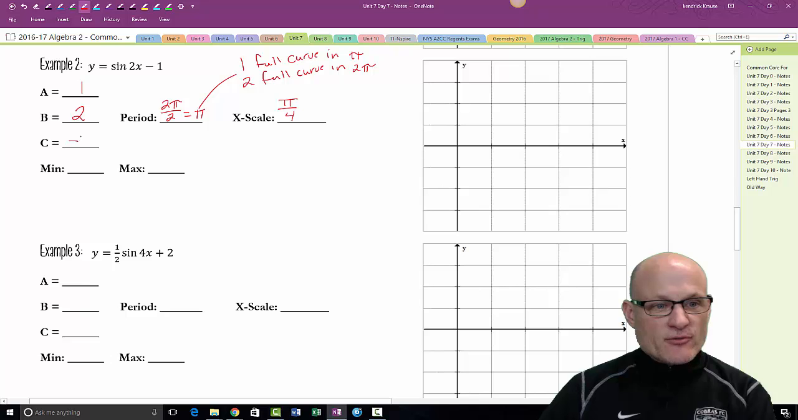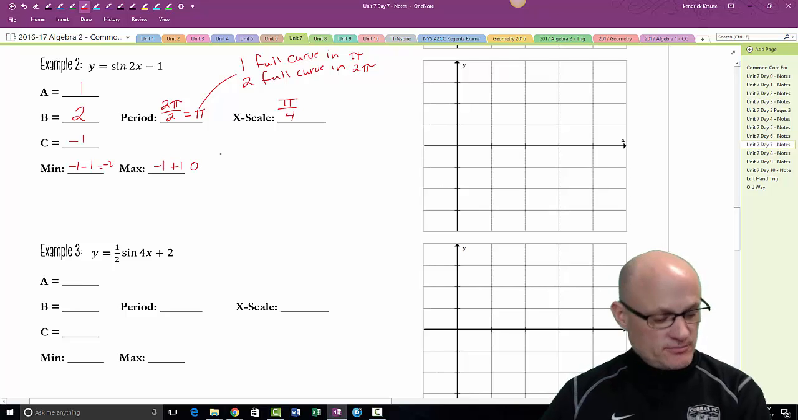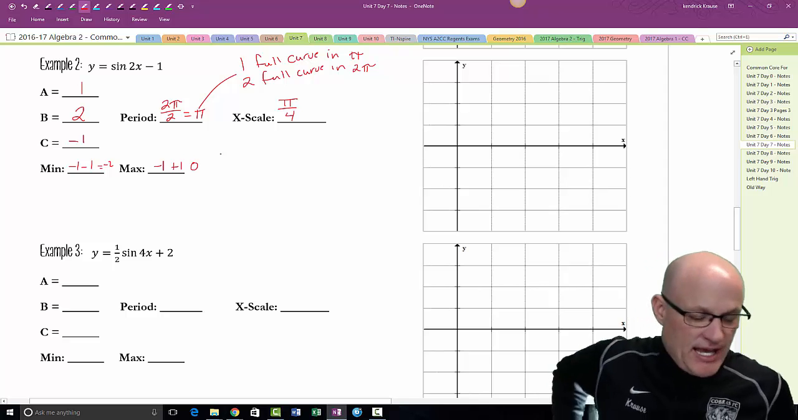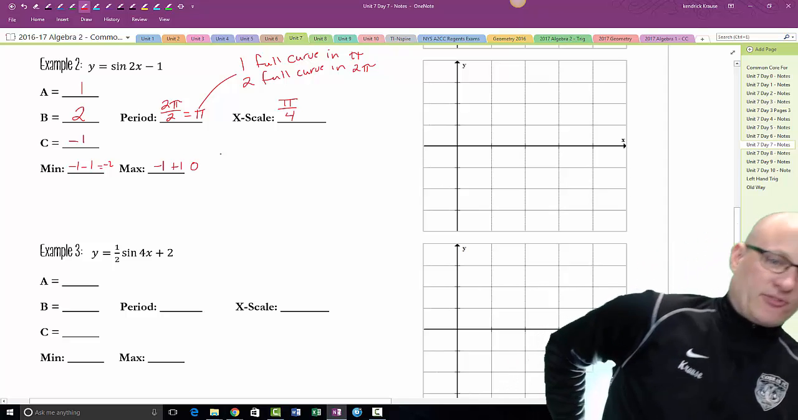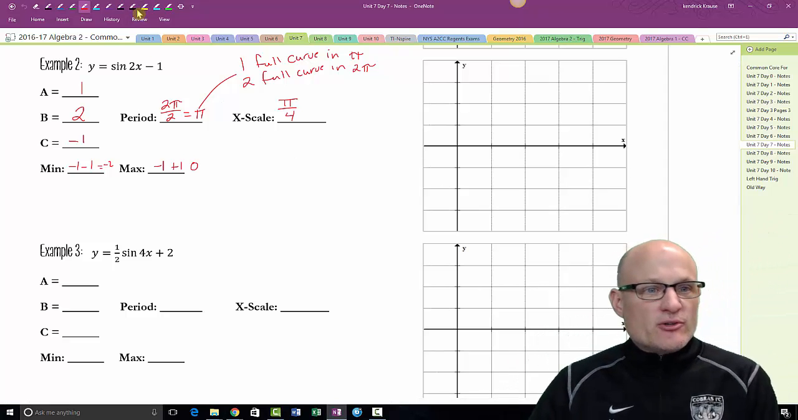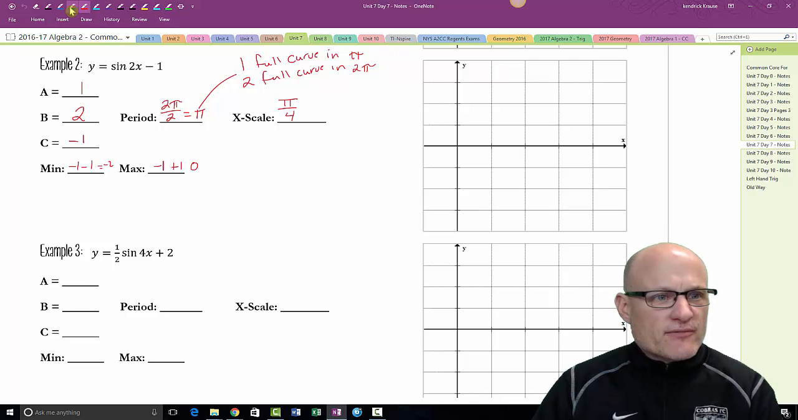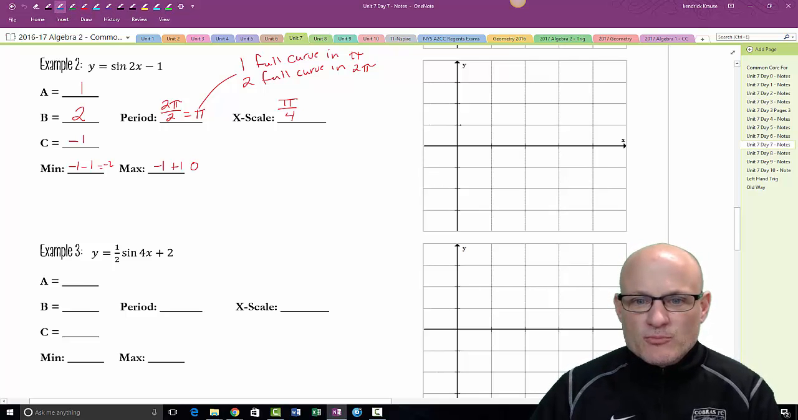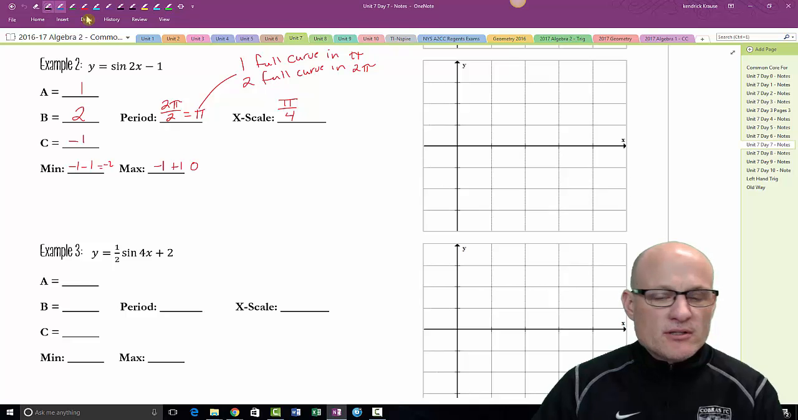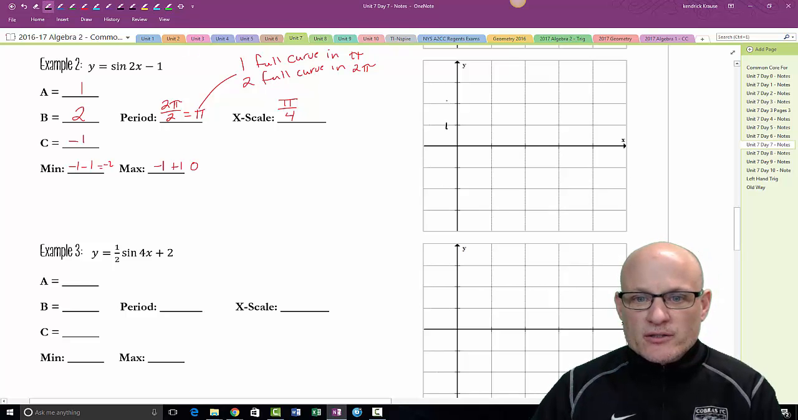My midline is negative 1, so this is going to be negative 1 minus 1, which is negative 2. Negative 1 plus 1, which is 0. So it's going to come as high as 0 and as low as negative 2. First thing we're going to do is draw in the midline. I got to find a different color. Let's try this one. Oh, I need some units. 1, 2, 3, negative 1, negative 2, negative 3.